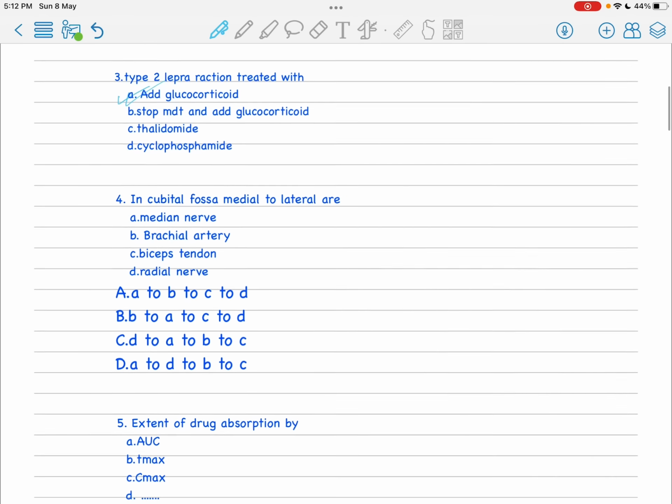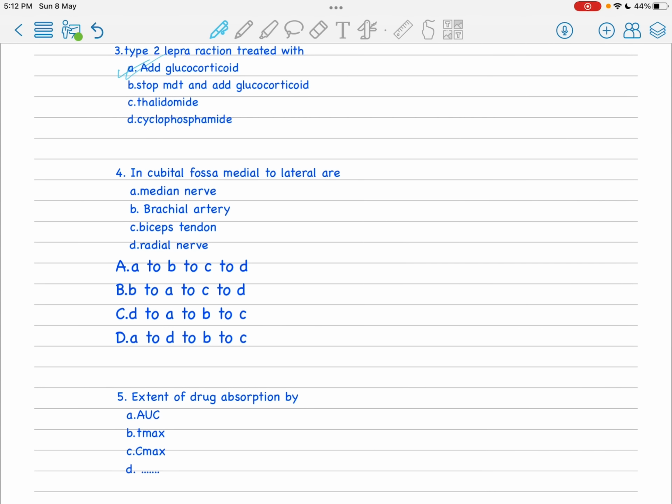Next, in the cubital fossa, this is an arranged question, from medial to lateral, and I remember it as MBBS. So M is the median nerve, B is the brachial artery, B is the biceps tendon, and S is the superficial branch of the radial nerve. So simply A to B, B to C, C to D.